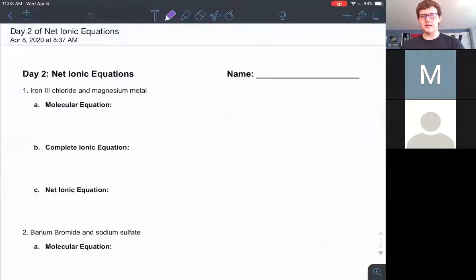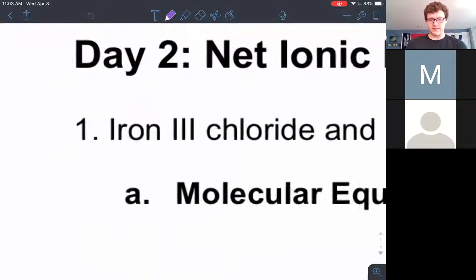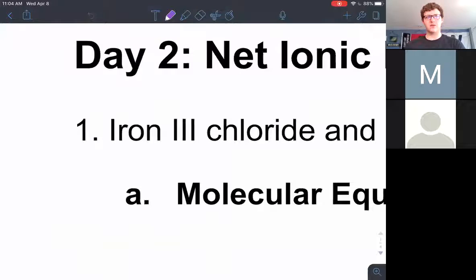So if we look at this first one, it says iron 3 chloride and magnesium metal. So the first thing we need to do is come up with what iron 3 chloride looks like. Do you remember the element symbol for iron? Fe. All right. And do you know what that 3 tells us? The charge. Perfect.